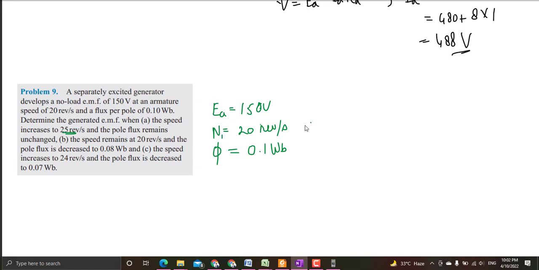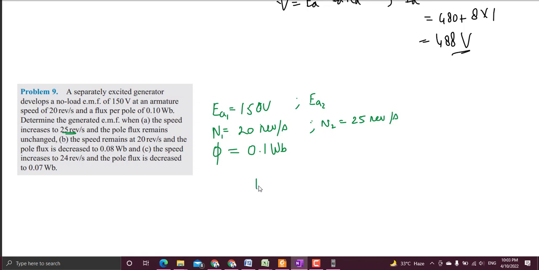So here this is N1, and it is given that N2 is equal to 25 revolution per second. Then we have to find what is the next generated EMF, EA2. So here EA1 is given, EA2 I need to find. Condition is that since it is separately excited, so phi will not change. Phi will only depend upon the field current. So field current is not changing, so phi is constant.